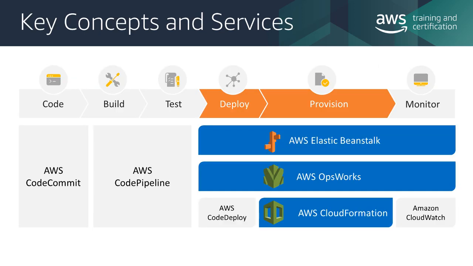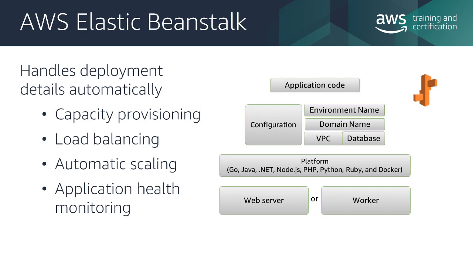There are 3 major services that you deal with when you're talking about automating deployment. You're talking about Elastic Beanstalk, AWS OpsWorks, CloudFormation. You need to understand where each one of these are the best choice for your particular business need. And we start at the beginning with Elastic Beanstalk.